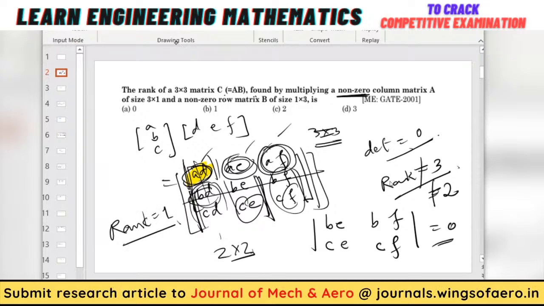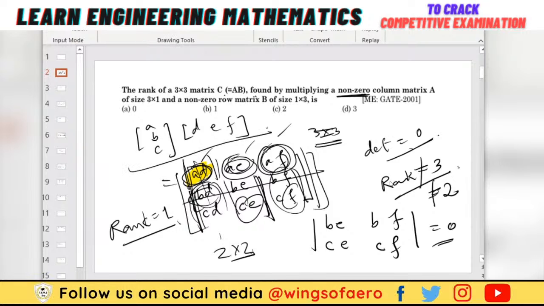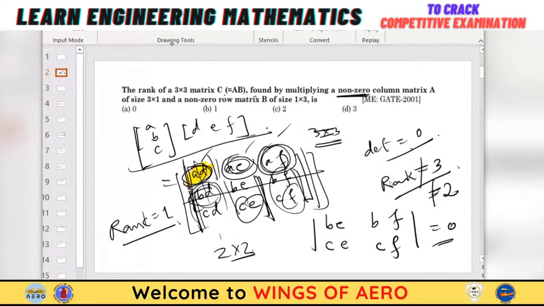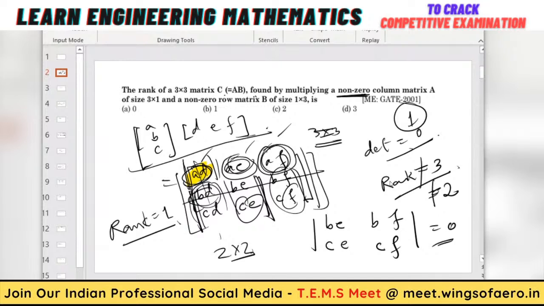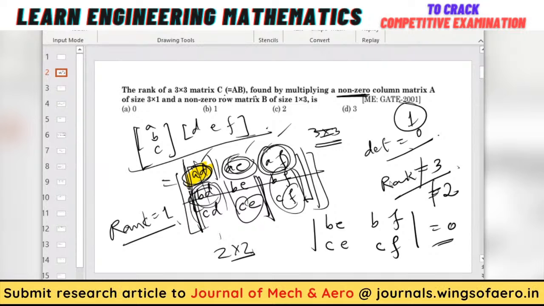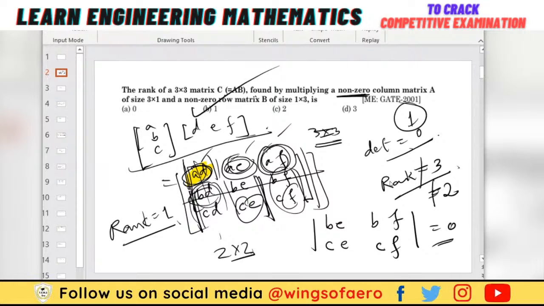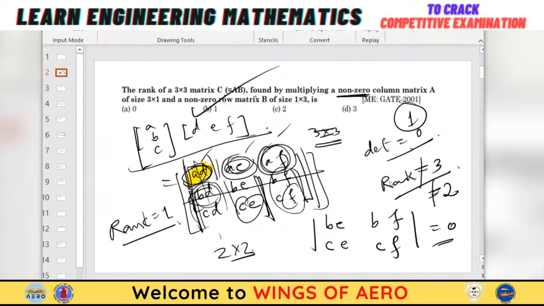Okay, so remember one thing, if these kinds of multiplication are given to you, first a column matrix and then a row matrix, always the rank is 1. Always, whatever it is, 4 cross 1 into 1 cross 4, the rank is 1. 5 cross 1 into 1 cross 5, rank is 1. 2 cross 1 into 1 cross 2, the rank is 1. In every case, the rank is 1. Remember? You have to remember this.